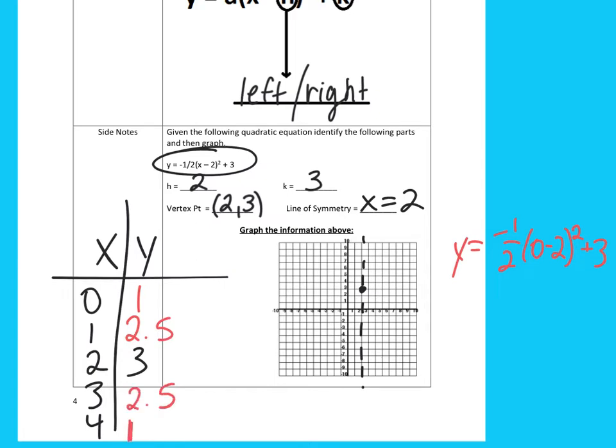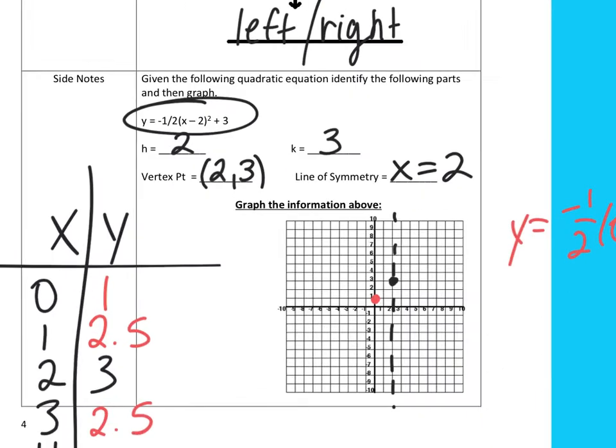When you plug in 4, you should also get 1, because we know this is symmetrical. 0, 1 is going to be right here. 1, 2.5. Be right about here, and then we just reflect. And there's my U.